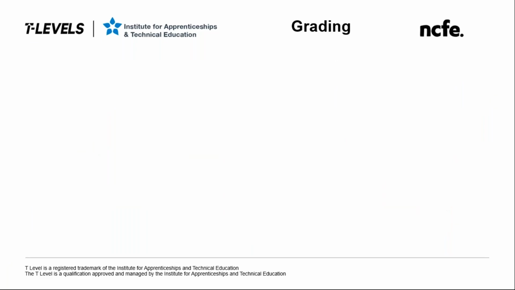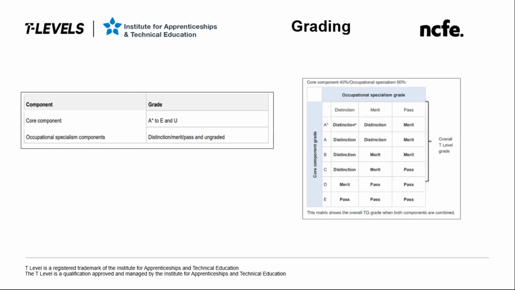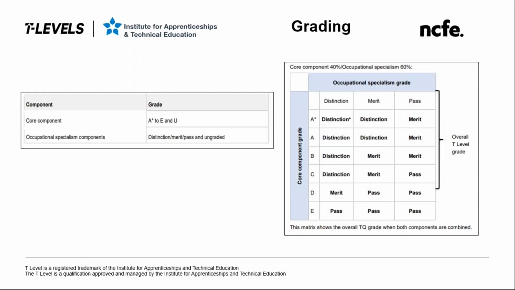So moving on to grading. Each core component's marks will be combined to form the overall grade for the core component. The marks from the occupational specialism assignment will form the occupational specialism grade. So the first table here shows how the core and occupational specialisms are graded and awarded, and these grades will be submitted to the Institute for Apprenticeships and Technical Education, who will then issue the overall grade for the T level. This will be seen in the second table, and as you can see, the overall TQ grade has a stronger weighting for the occupational specialism than the core.